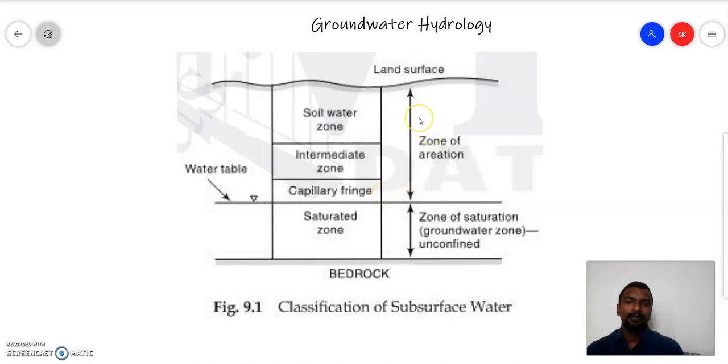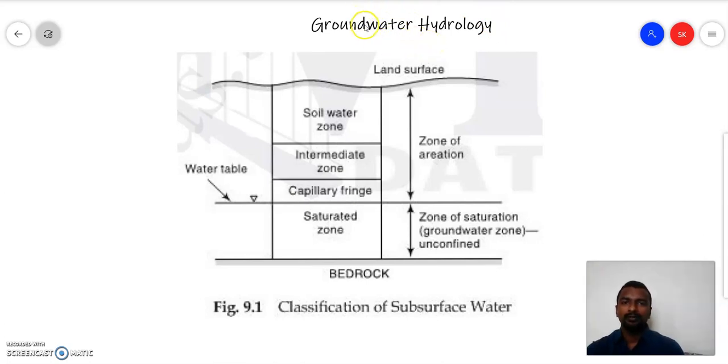Hello everybody. Today we are going to discuss groundwater hydrology. 30% of fresh water is in the form of groundwater. That's why groundwater hydrology is very important.